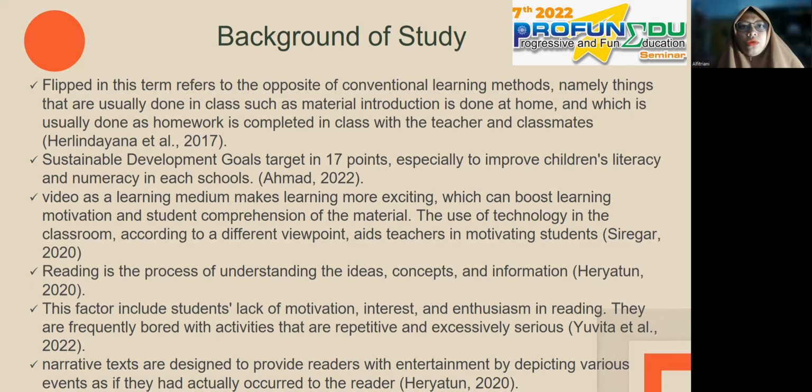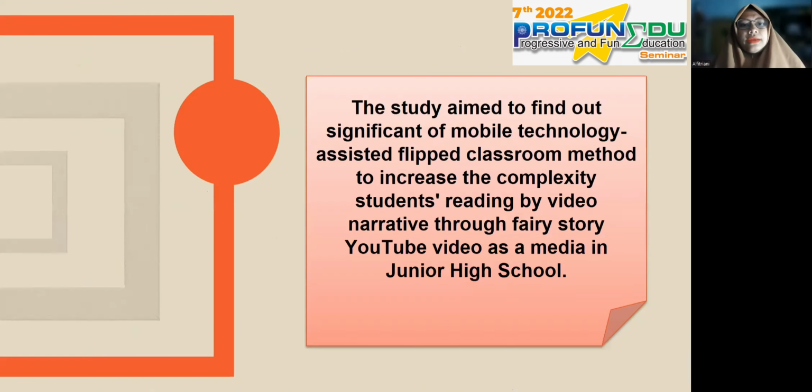And so this is the gap. Why we choose a narrative video? So what is narrative text? Narrative texts are designed to provide readers with entertainment by devising various events as if they had actually occurred to the reader. And that's about the background of study.